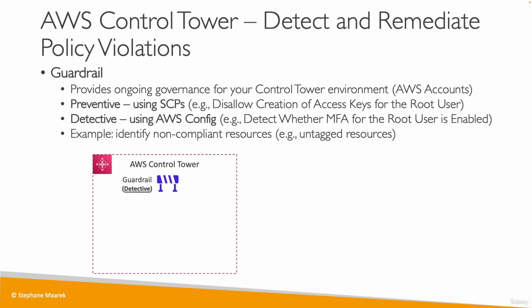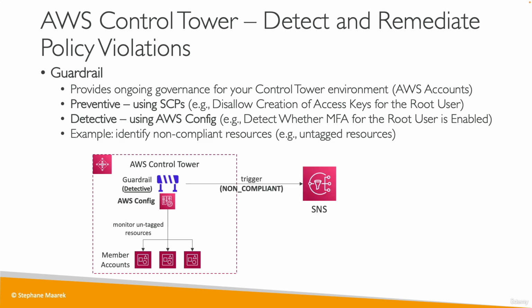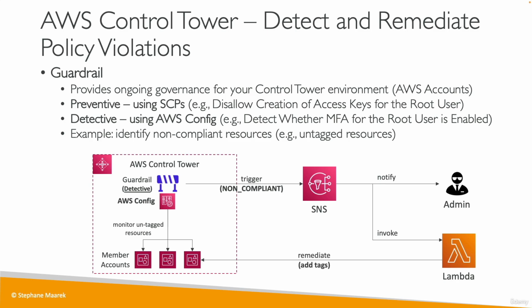And so here's an example. We, for example, want to see which resources are untagged. So we have a detective guardrail in Control Tower using Config, and it's going to monitor for untagged resources in your member accounts as part of your organization. If it's non-compliant, it's going to trigger an SNS topic, which can notify an admin, maybe invoke a Lambda function, and that Lambda function itself can remediate this and add tags where needed.